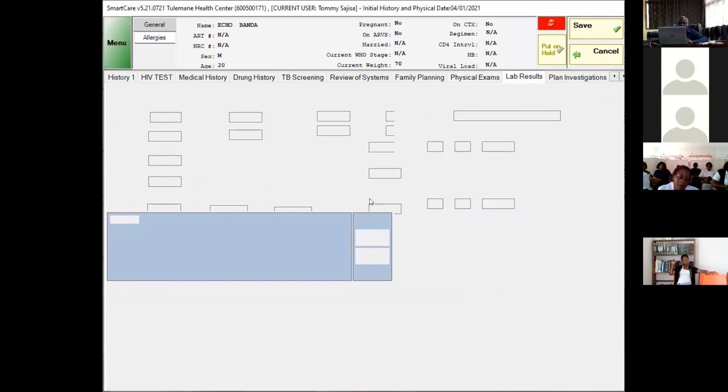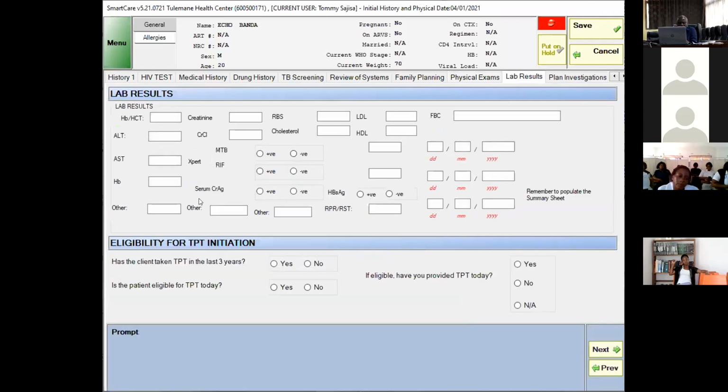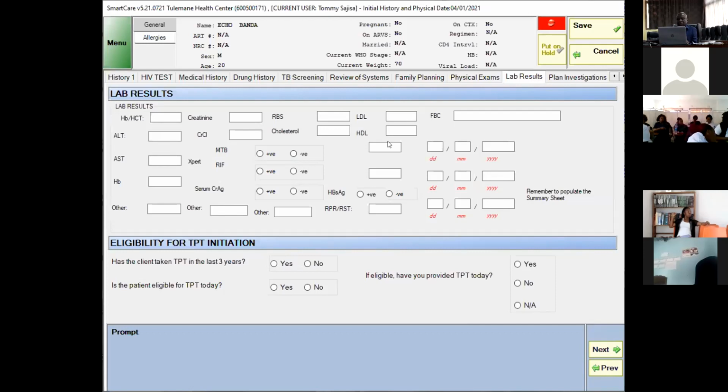So the labs, with those additions that we saw on the form: the serum CrAg, the GeneXpert MTB/RIF, the HBsAg, all those have been included, including the LDL and the HDL, all those are also included on the lab results. Then we have our eligibility for TPT. Has the client taken TPT in the last 3 years, yes or no? Is the patient eligible for TPT today, yes or no? If eligible, have you provided TPT today, yes or no, or not applicable? So this one is also taken care of here.